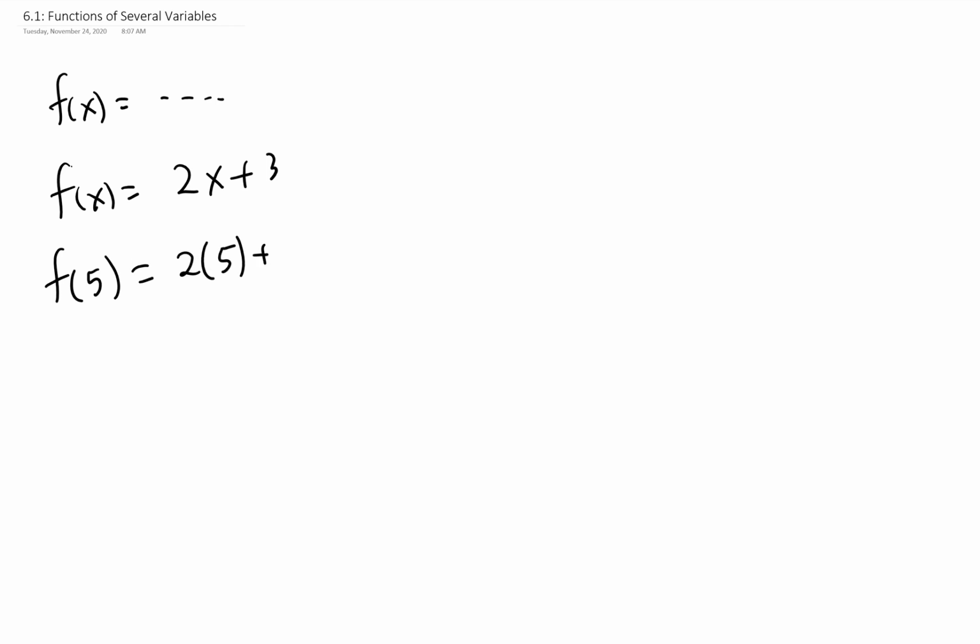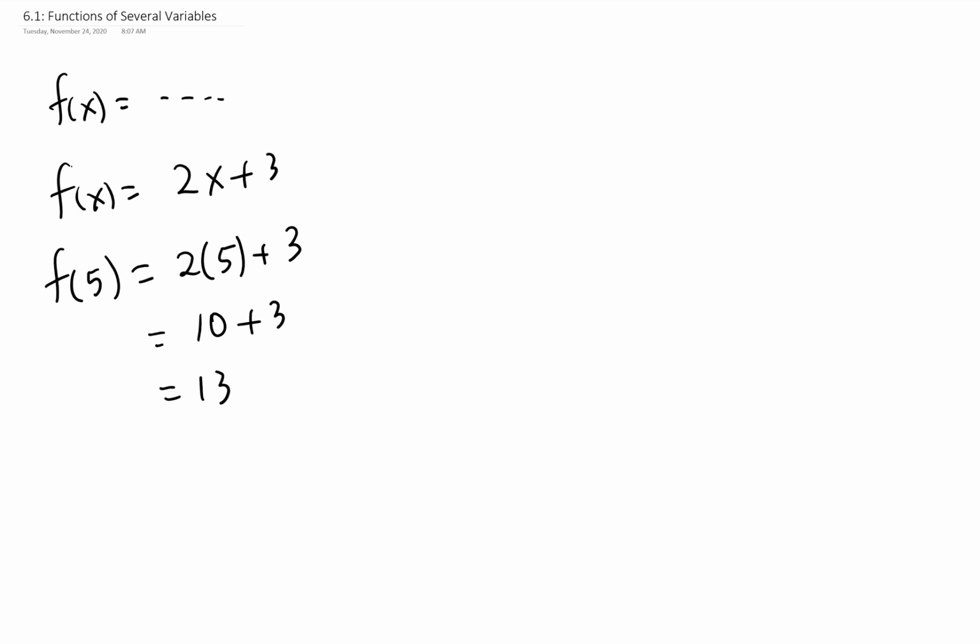Functions of several variables, 6.1. Originally, we are used to seeing f of x equals something. That means they give you a function that has one variable, x. Say f of x is 2x plus 3 and you want to find f of 5. You would do 2 times 5, replacing x with 5, plus 3. That's 10 plus 3, which is 13.